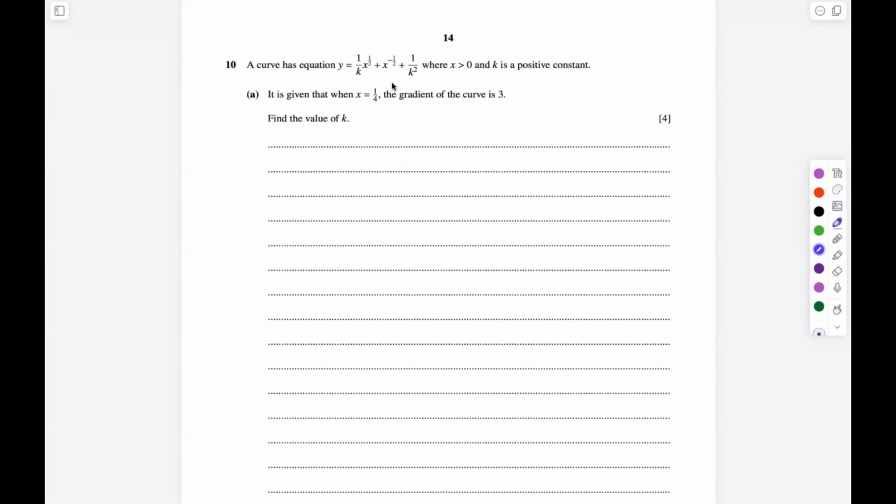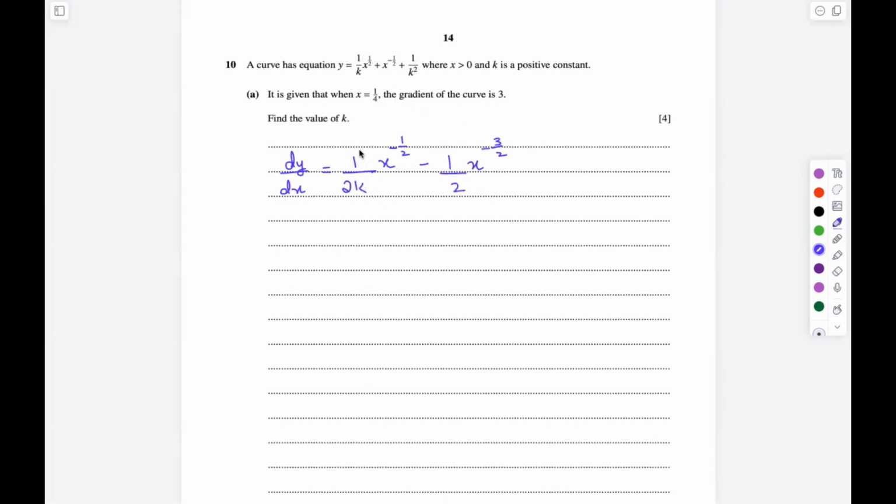Now, as the gradient is 3, it means dy/dx is equal to 3. So in the first step, we'll find dy/dx of the curve. That will be equal to 1 upon 2 multiplied by the coefficient, which is 1 upon k, so that becomes 1 upon 2k, and x to the power reduces by 1, so that becomes minus 1 upon 2. In x to the power minus half, we multiply by the coefficient, so that becomes minus 1 upon 2, x to the power minus 3 upon 2. And when we differentiate 1 upon k squared, that becomes 0.